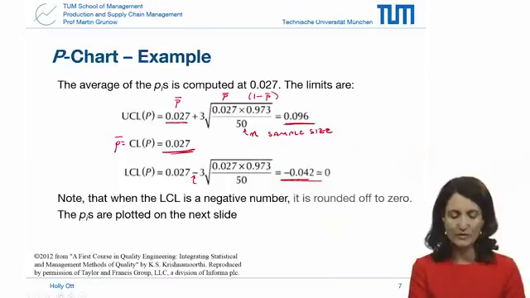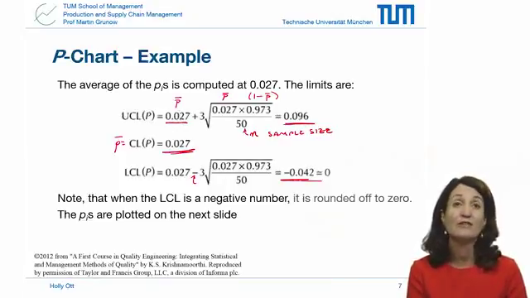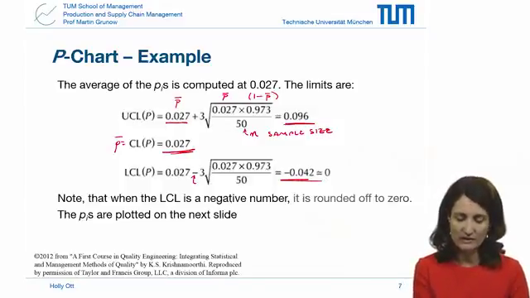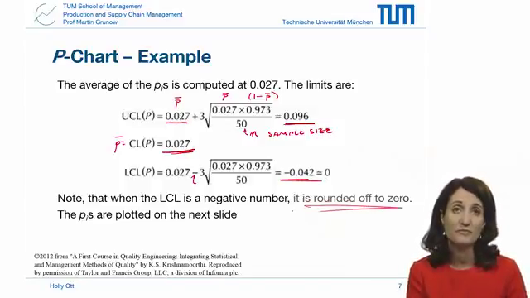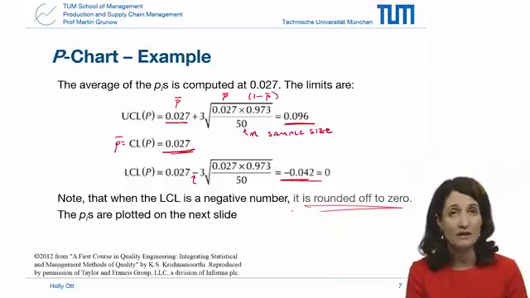minus 0.042. Now, we're constructing control limits for the count of defects. We can't have a negative number. So if it's negative for LCL, then it's rounded off to 0. Okay, now let's look at a plot of this data.